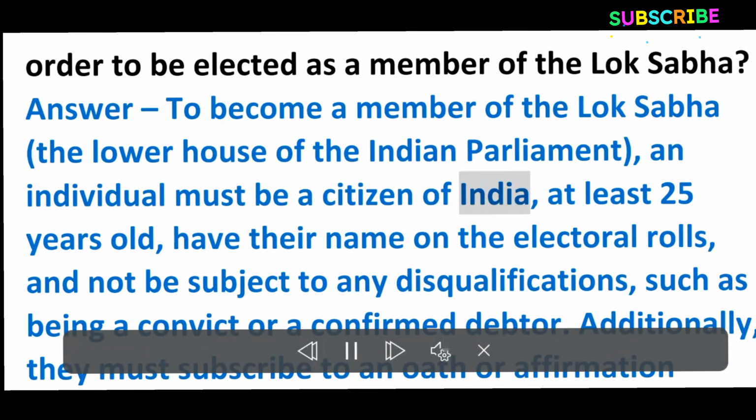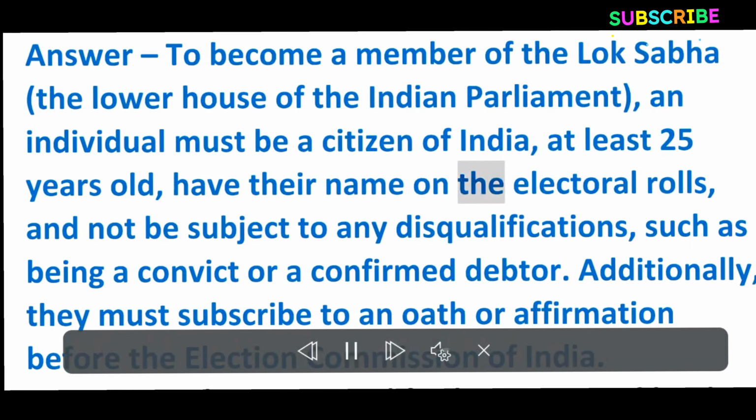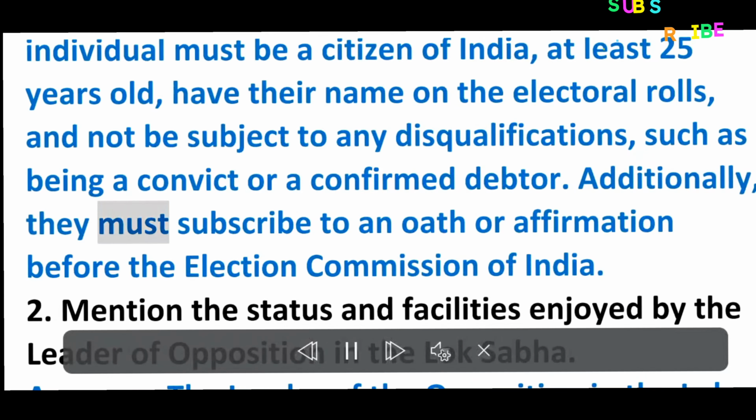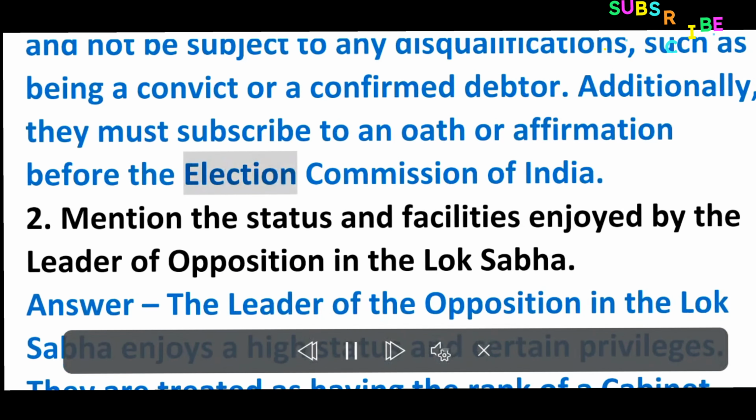a citizen of India, at least 25 years old, have their name on the electoral rolls, and not be subject to any disqualifications, such as being a convict or a confirmed debtor. Additionally, they must subscribe to an oath or affirmation before the Election Commission of India.